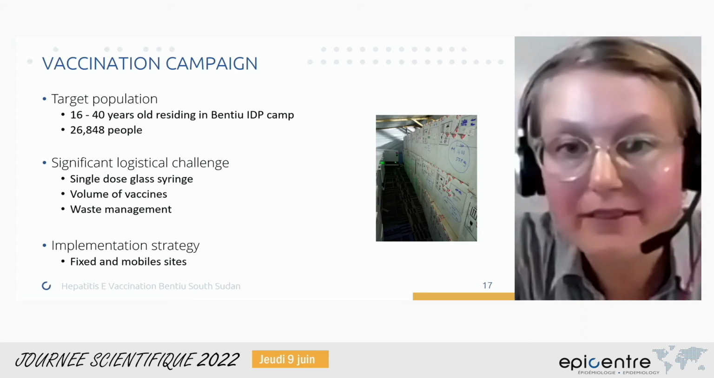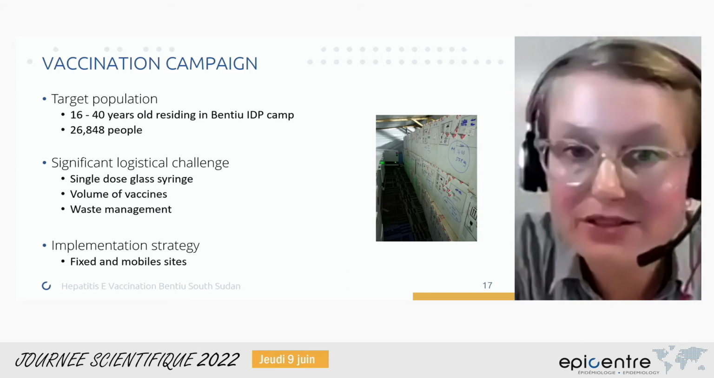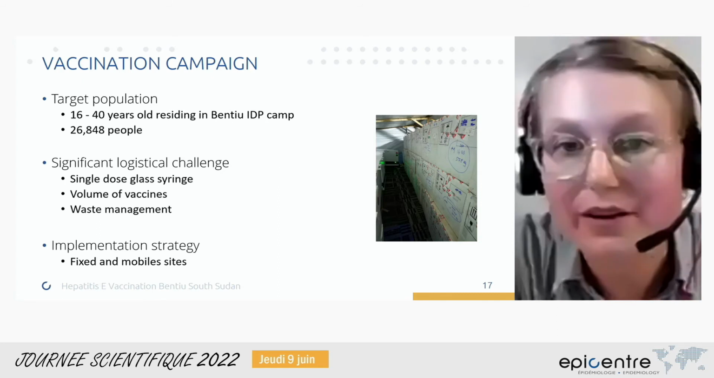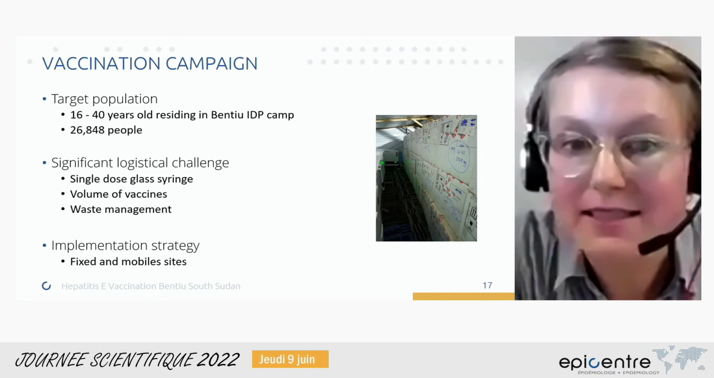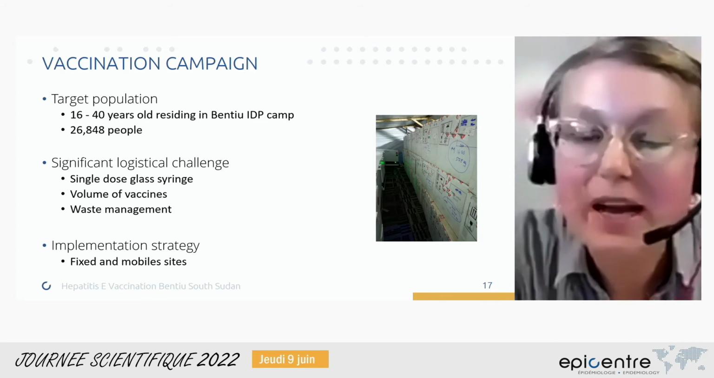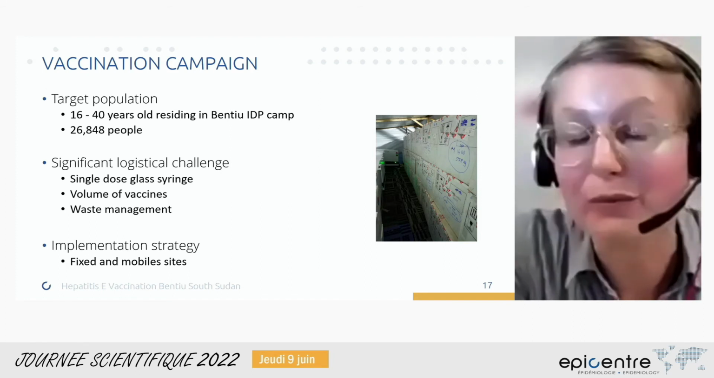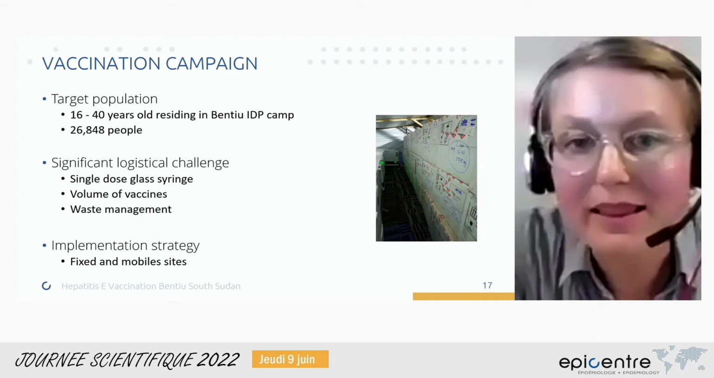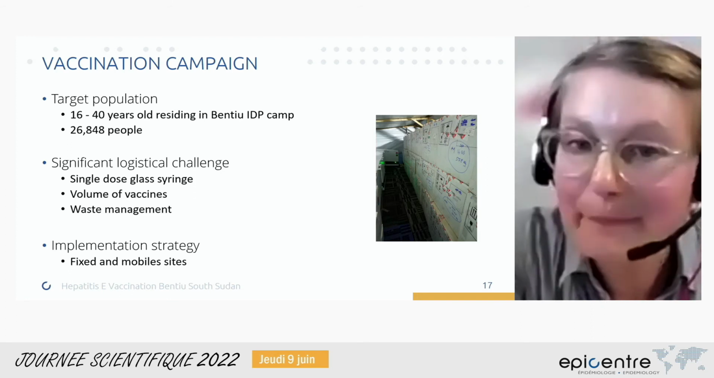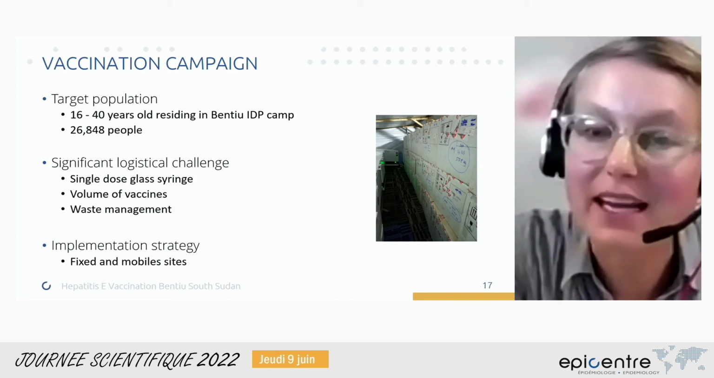The vaccination campaign posed significant logistical challenges, mostly because of the packaging of the vaccine in a single dose glass syringe, which is a large volume of vaccine and indeed also a large volume of waste to manage. The vaccination campaign was implemented in fixed and mobile sites.